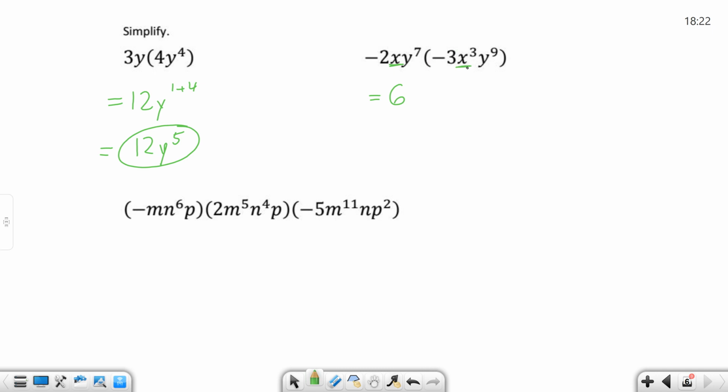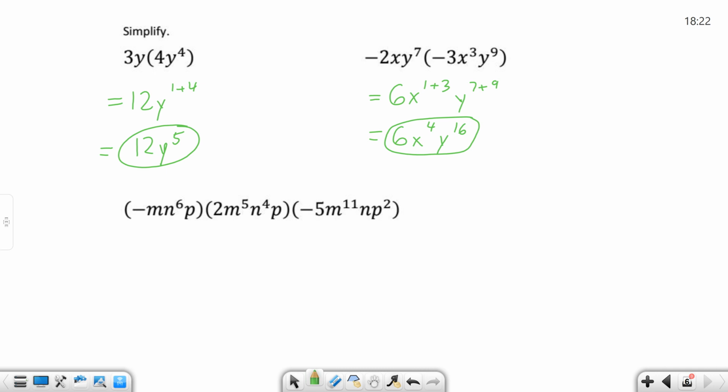Then we have x and x cubed, so it's going to be x to the 1 plus 3. You got a 1 there, right? So then 1 plus 3. And then you got y to the 7 plus 9, right? Those are a little more obvious because they're both written there. So this is going to be 6x to the 4th, y to the 16. 7 plus 9 is 16. So 6x to the 4th, y to the 16th power, and you are completely done with that one.